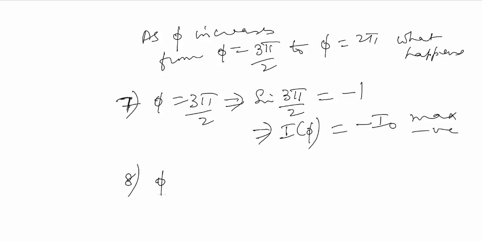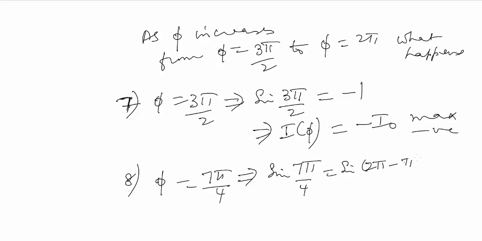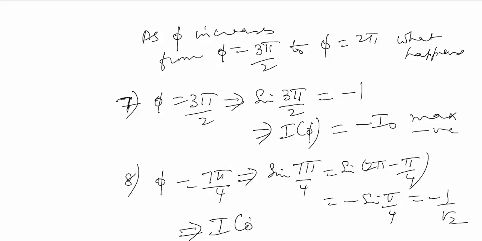Then the 8th will be phi equal to 3 pi by 2 plus another pi by 4, which will make it 7 pi by 4. That implies sine of 7 pi by 4 equals sine of 2 pi minus pi by 4. This will be in the 4th quadrant. Still it will be negative: minus sine of pi by 4 equal to minus 1 by root 2. So that implies I as a function of phi for phi equal to 7 pi by 4 will now become minus I naught by root 2. So it continues to be negative.